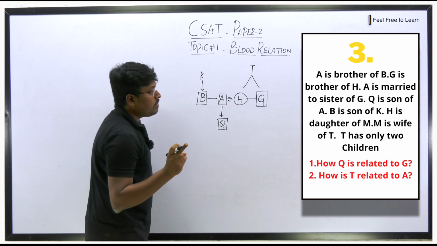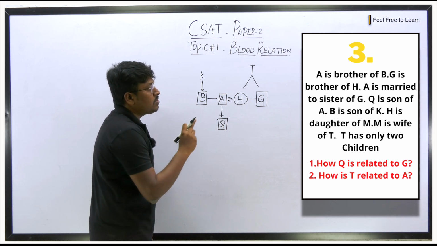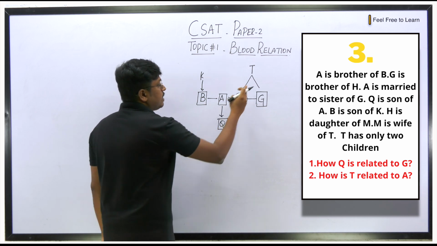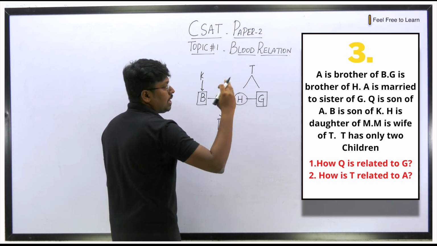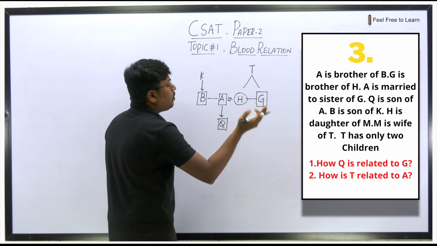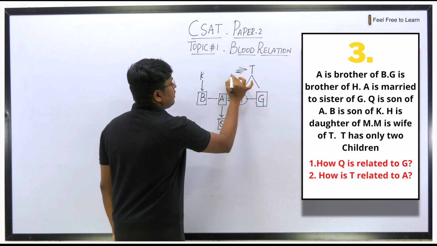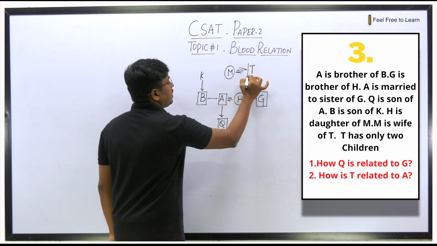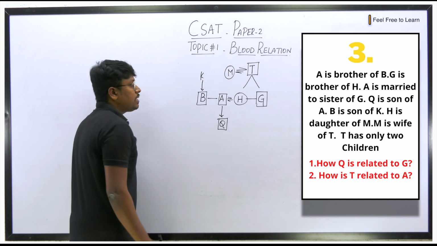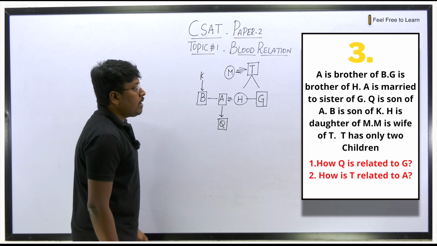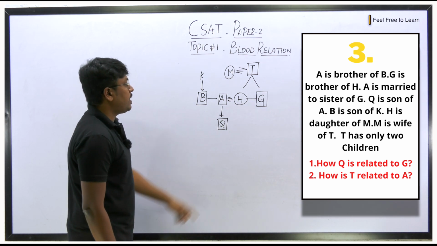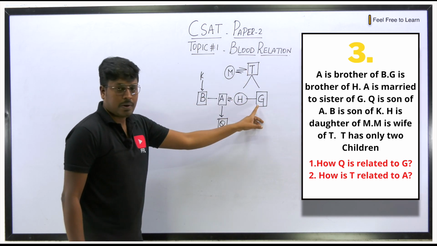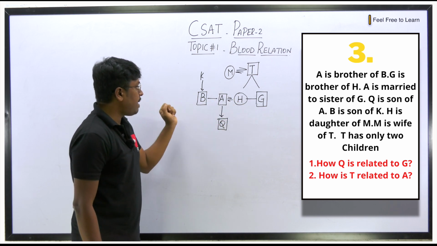Another point we have missed is H is daughter of M, right? H is daughter of M and T is wife of M. So M's wife will be what? T's wife will be M. So if M is the wife, then T will be the male person. Both are a married couple. And another point, M's daughter is H. T had only 2 children. Got it. And then H and A will be a married couple.